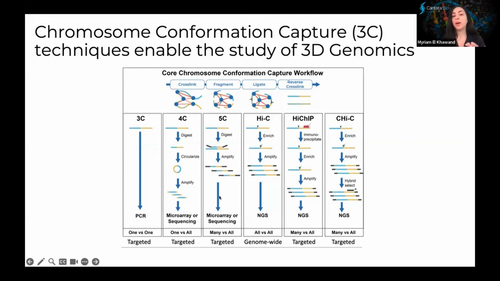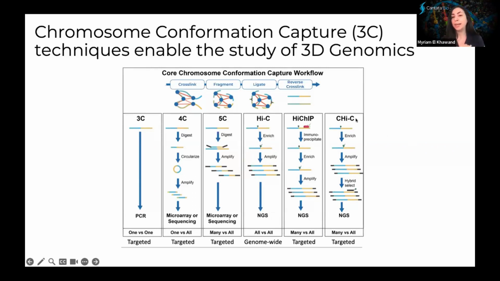Now, Hi-C was the first method that is genome-wide, not targeted, hypothesis-free. You're not having to pre-pick and select specific DNA sequences. You're able to catalog all the interactions that are happening in the genome across all the different regions. So that is an all versus all relationship. And it uses next generation sequencing after the proximity ligation in order to capture those interactions.